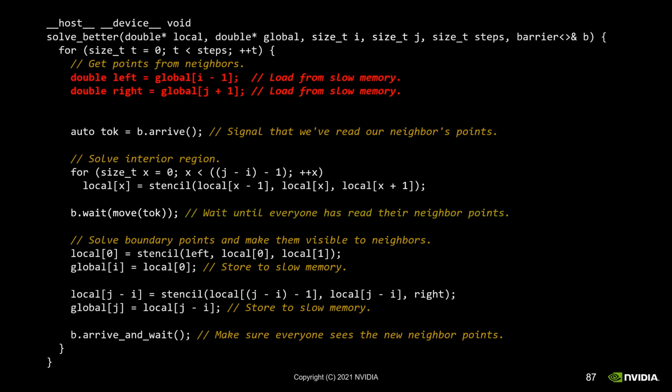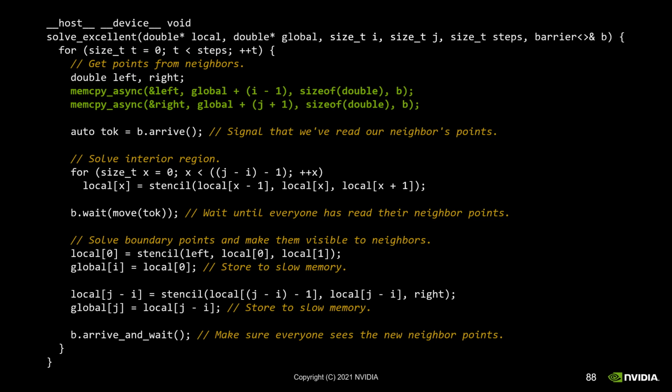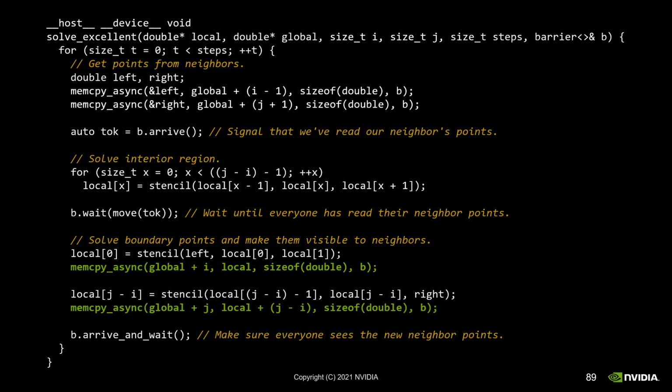But we've still got an inefficiency here. We're synchronously reading from the global array in slower memory. Instead, we could use the CUDA memcpy async extension to overlap these reads with the solve of the interior region, which does not depend on them. Memcpy async works just like memcpy, except that it has not necessarily completed when the function returns. It takes an additional barrier parameter, which the memcpy async operation will be associated with. To wait for completion of the memcpy async operation, just wait on the barrier. We can also switch our writes back to the global array to use memcpy async.